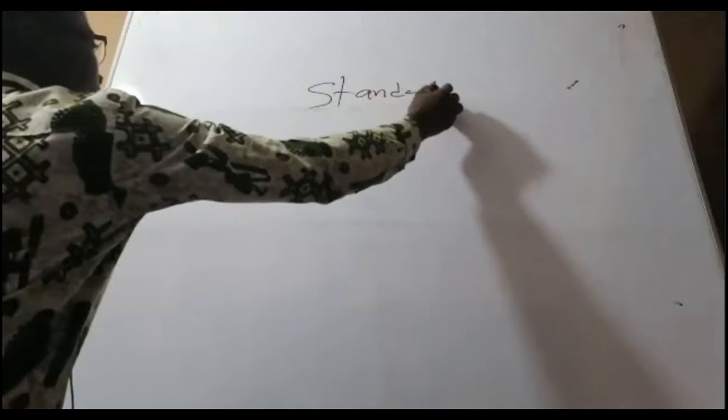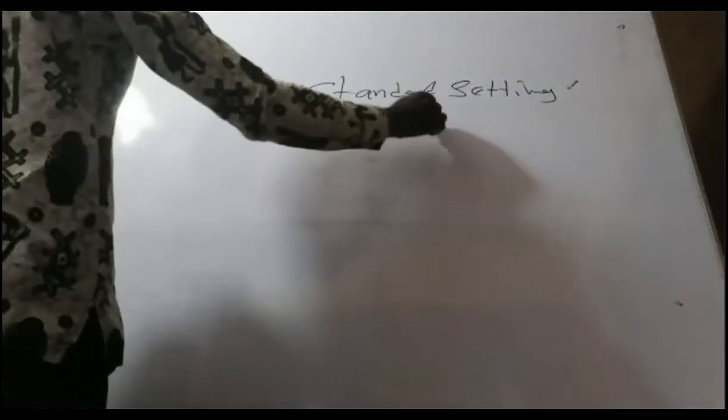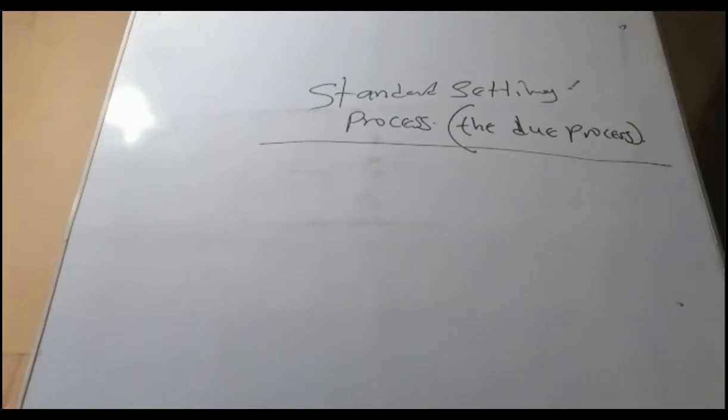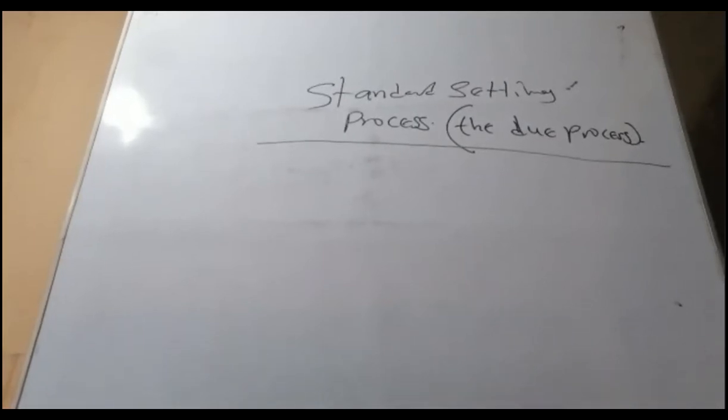So standard setting process. We have given it a nickname called the due process. That's the nickname. Now, this process has the steps that the IFRS goes through to set a new standard or to update existing ones. So whether they are setting a new standard or they are updating an existing standard, they still go through the same process.